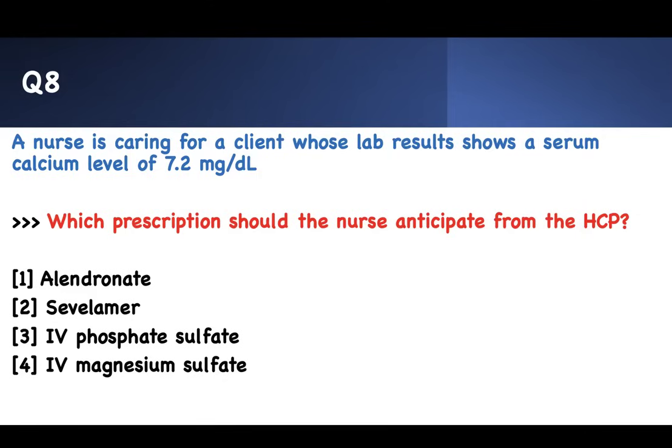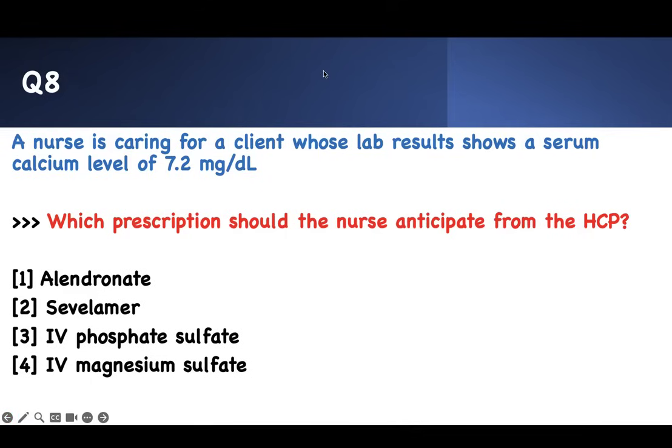IV phosphorus, if I give you too much phosphorus, there is an inverse relationship. Too much phosphorus will cause decreased calcium. Therefore, that will decrease your calcium more. Even if you don't know number 4, you know 1, 2, 3 are wrong. They're going to decrease your calcium. Therefore, I'm going to pick number 4.